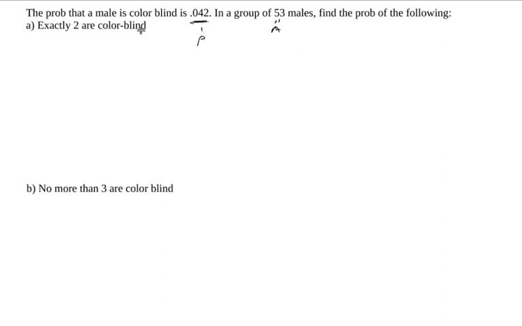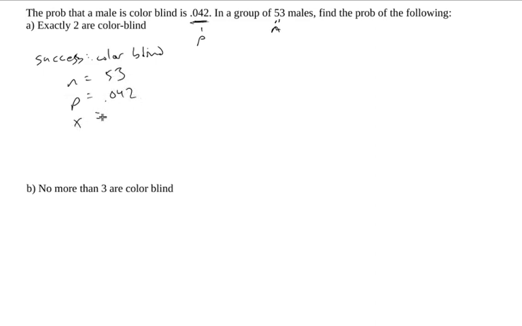And if we're saying the probability that exactly 2 are colorblind, well, I guess first off I should say, if I'm defining p as 0.042, and that's the probability that somebody's colorblind, then I made the implicit assumption that a success is colorblind. So before I start counting things up, I should make that note. So n is 53, p is 0.042.